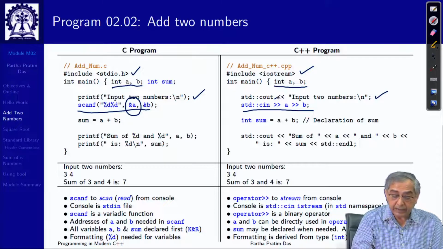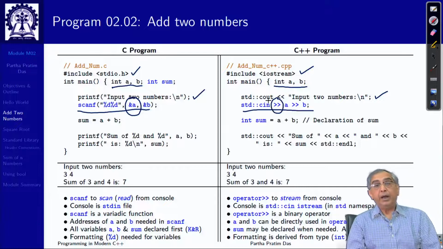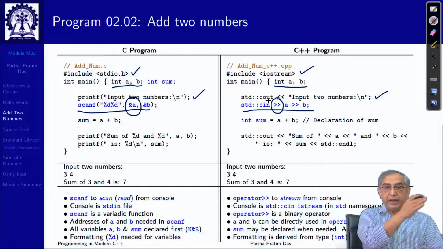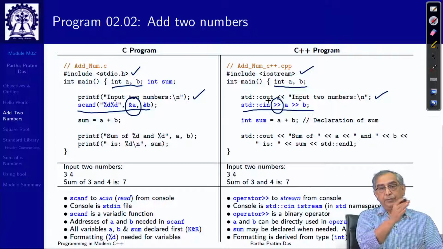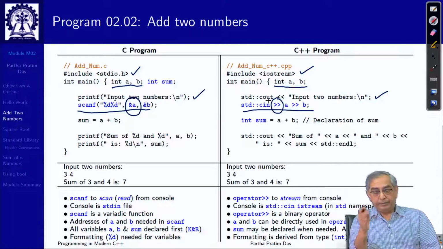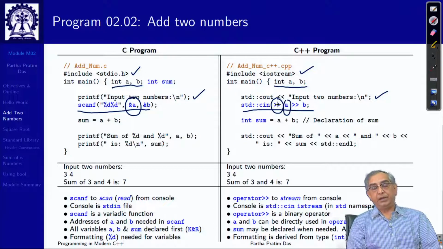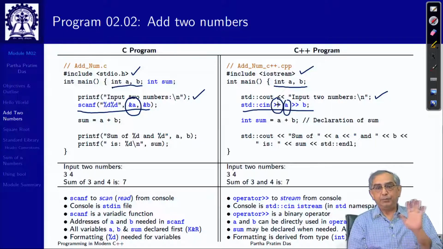Whereas, in C++, you use the input streaming operator, which is coming in from the std::cin, which is the standard input console, into the variable, and the variable is not written with the address, it is just written as a simple variable, right. So, syntactically it makes it much easier to deal with it.